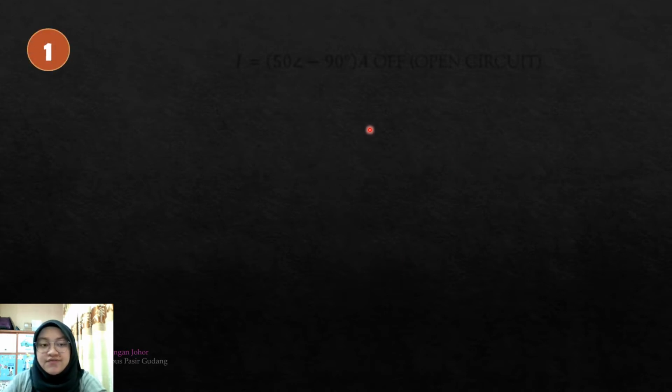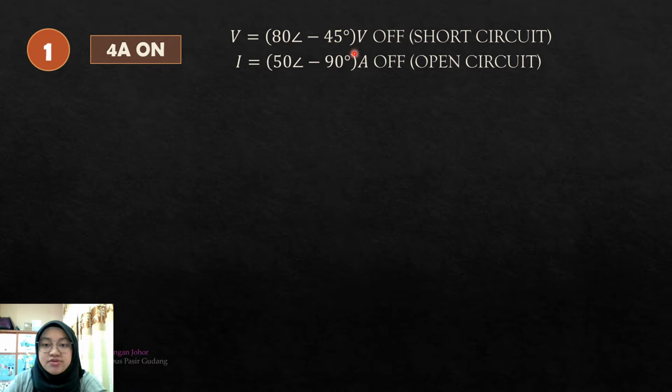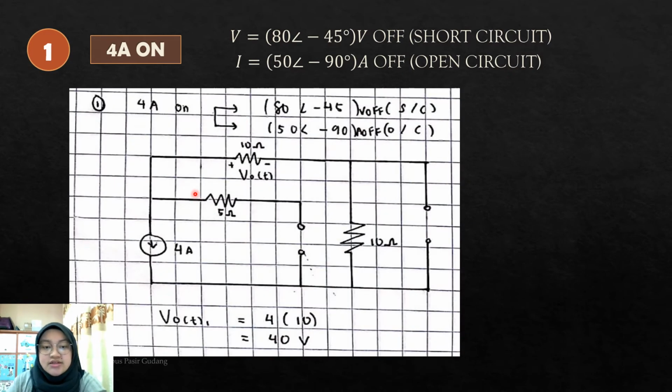The first source that I consider to be turned on is the 4 ampere source. So the other source, which is the voltage source, will be turned off, so it will be short circuited. And the other current source will be open circuited. So the diagram will be like this: open circuited, and the voltage source short circuited.